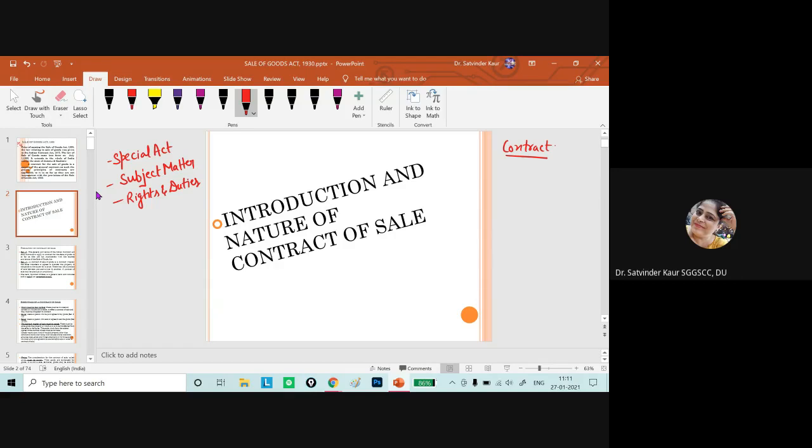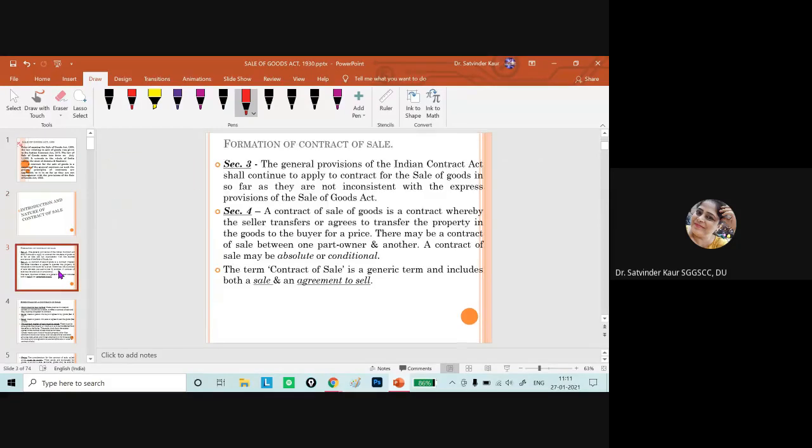Everything is decided by the parties themselves. But in the special acts, the subject matter, how it will be performed, what will be the rights and duties, and certain conditions are specifically mentioned in the contract, and the general rules of the formation of the contract also exist. So this we have to understand.